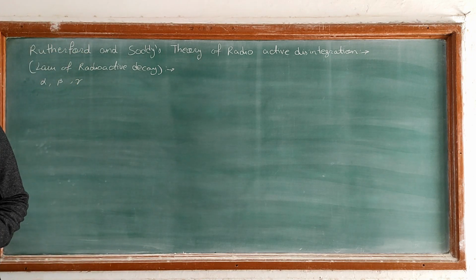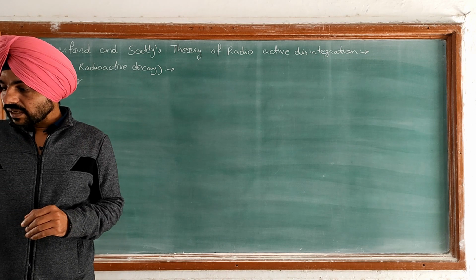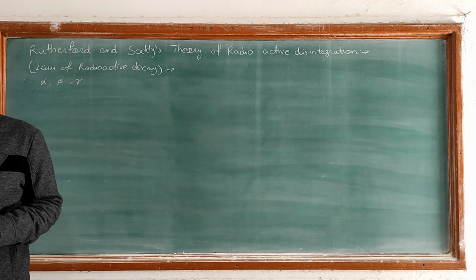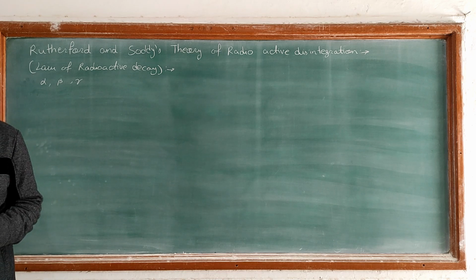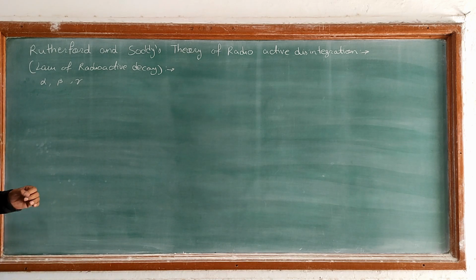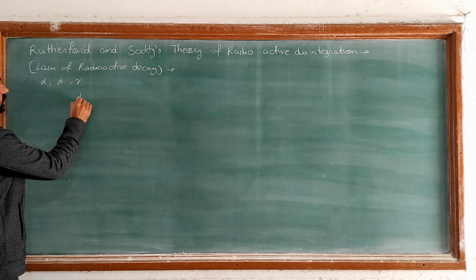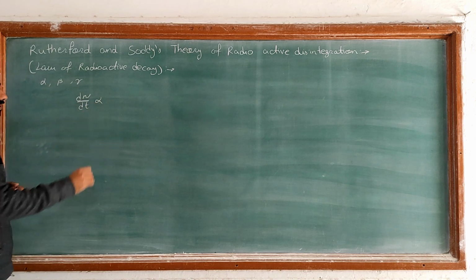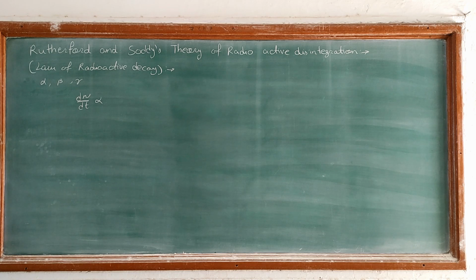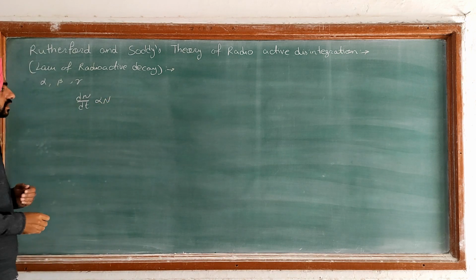The second point is that the reaction is spontaneous and can neither be accelerated nor retarded under any case, but is entirely dependent on the law of chance. The rate of breaking is not affected by external factors like temperature, pressure, etc. The rate of disintegration means the number of atoms disintegrating per second. So dN/dt is directly proportional to the number of atoms present at that instant. Let that number be N, so dN/dt is directly proportional to N.